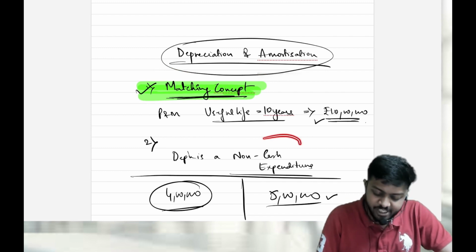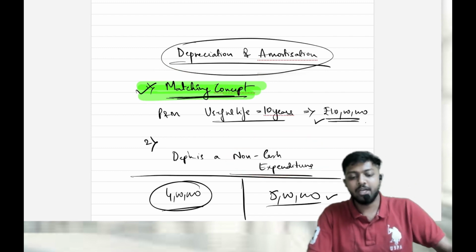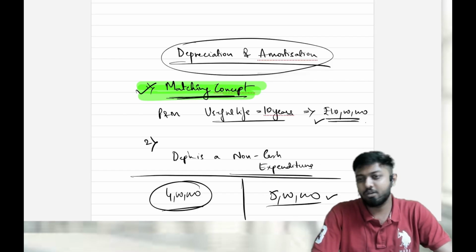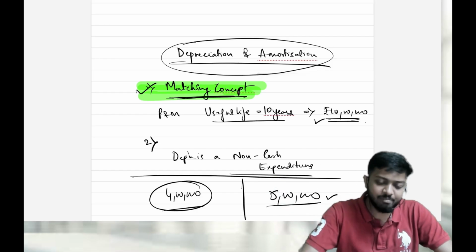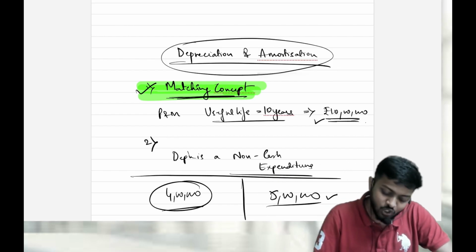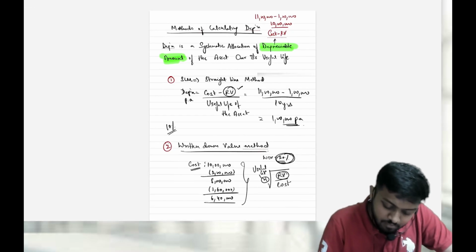And we know that depreciation is a non-cash expenditure, correct? That means whenever you show depreciation as an expense, is cash going? No. Generally when you show rent or salary as an expense, cash will go. But for depreciation, cash is not going. That's why it is called a non-cash expenditure.